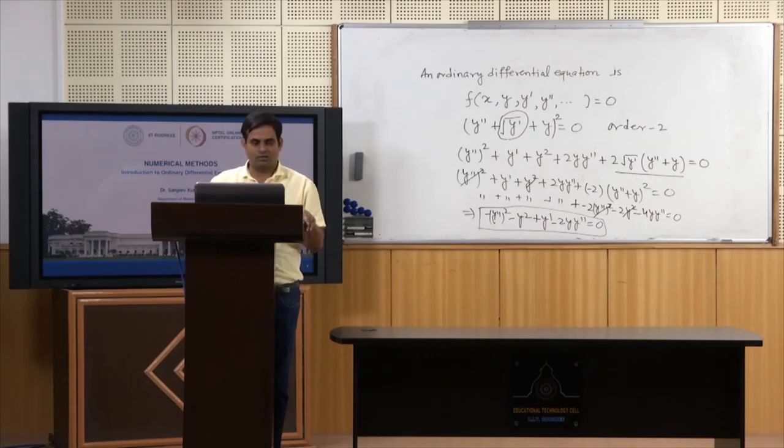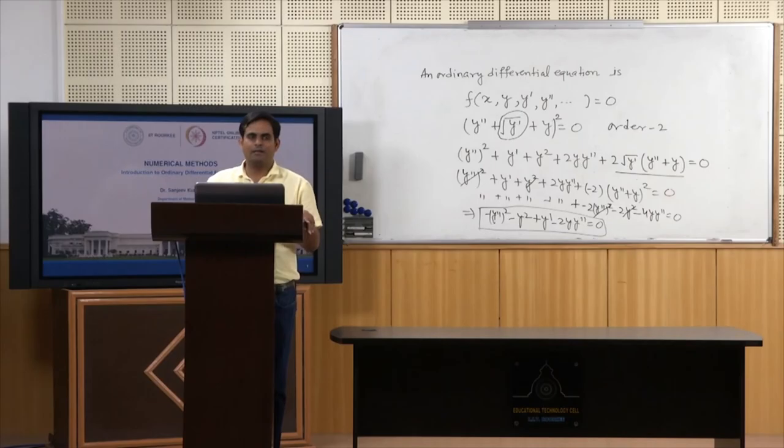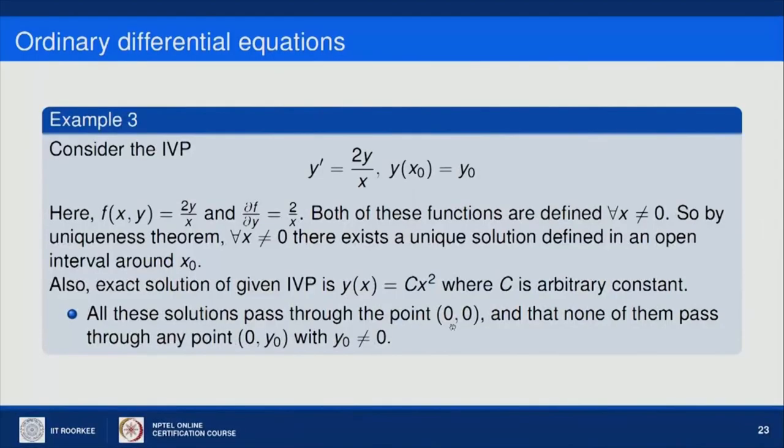interval around x naught. Also, the exact solution of this initial value problem is y equals c times x square, where c is any arbitrary constant. You can check that for all these solutions, when x is 0, y is 0. So, all these solutions pass through the point (0, 0), but none of them passes through any point on the y axis except the origin.